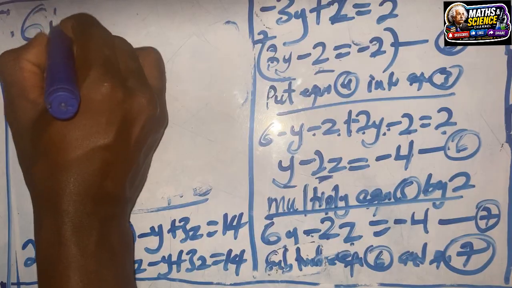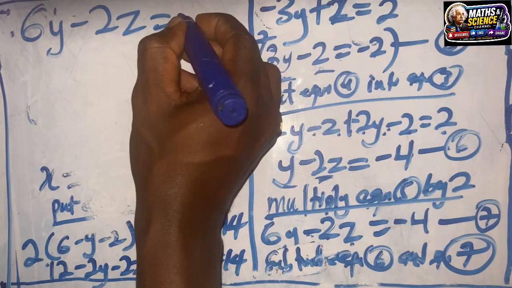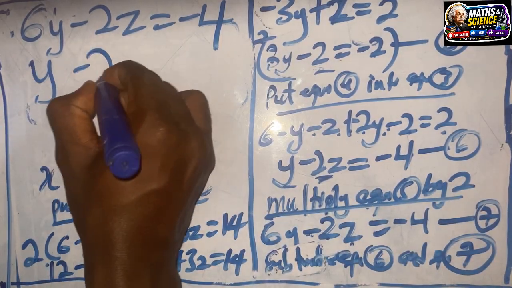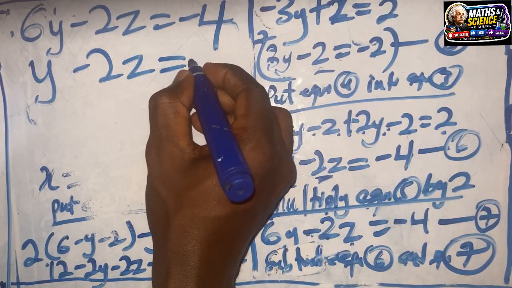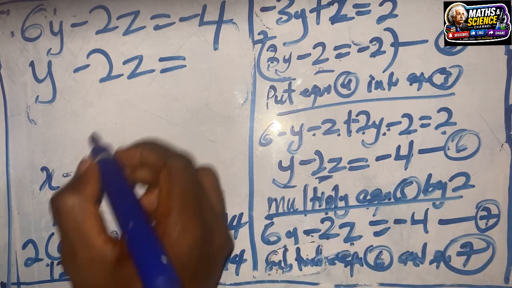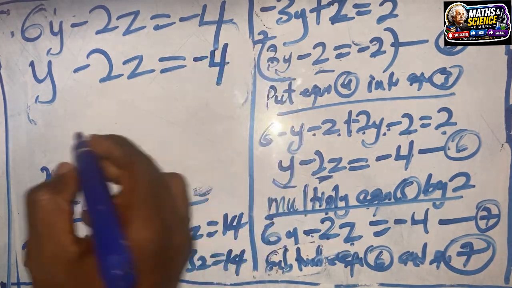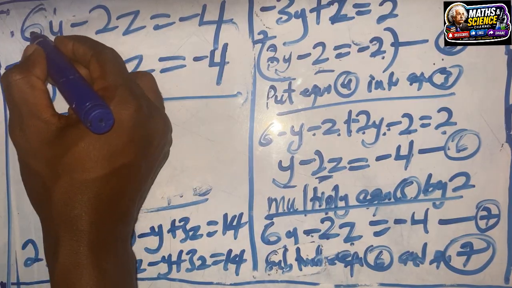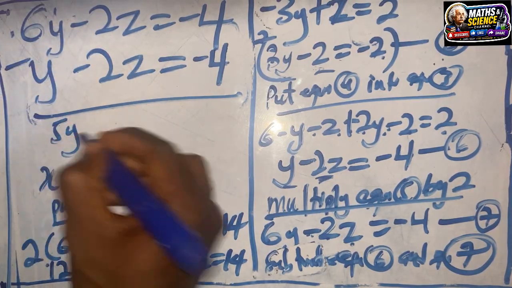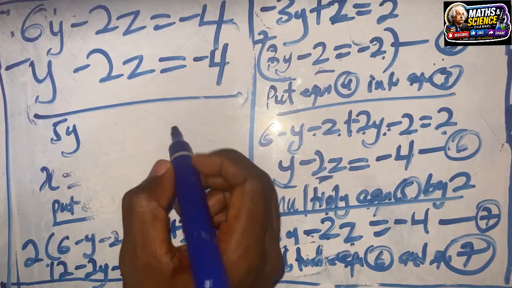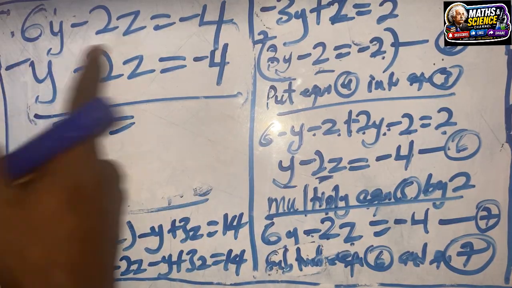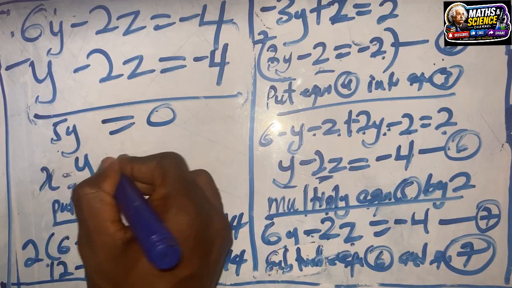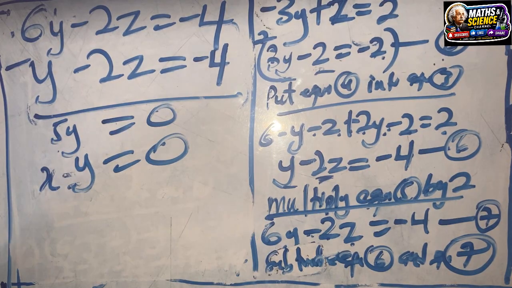So I have 6y minus 2z here being equal to minus 4, and then also have y minus 2z here being equal to also negative 4 in this case. Okay, so with this we are subtracting, right? So I have 6y minus y, that gives me 5y. The whole of this component goes away, and then I have minus 4 minus minus 4, which is basically 0. So from here y is equal to 0.